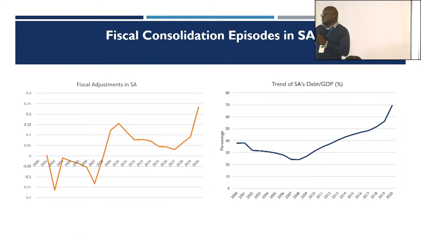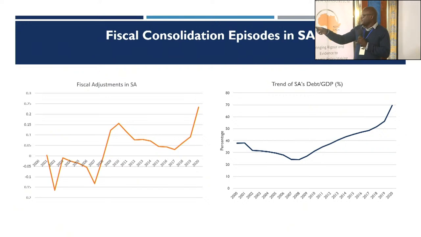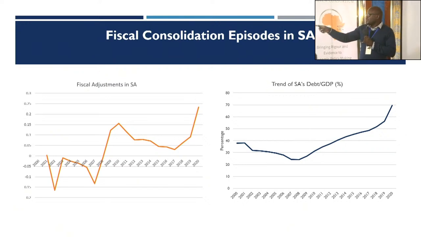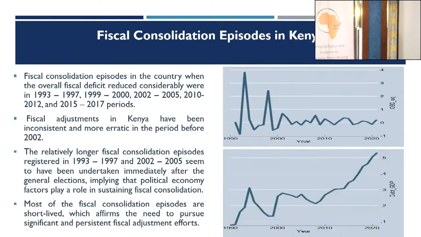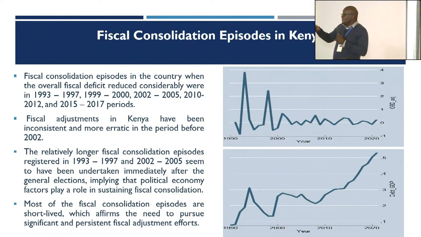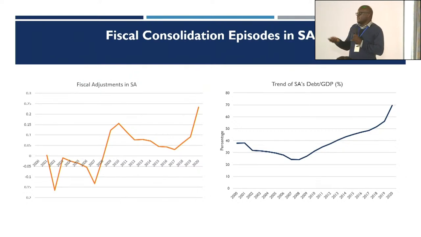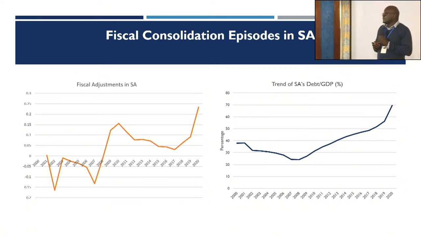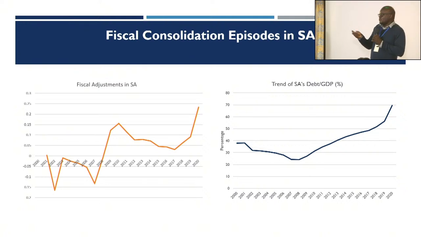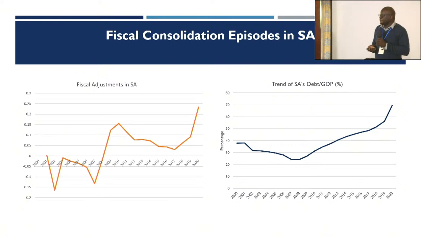It will also be interesting to see why they were able to sustain their fiscal consolidation effort from 2009 to around 2017. But if you compare it with the Kenyan one, it seems stationary, like we are not making effort. But at least for them, they had achieved some. They had sustained it for almost 10 years. That's why we would want to compare the two. However, both have continued to accumulate their debt.